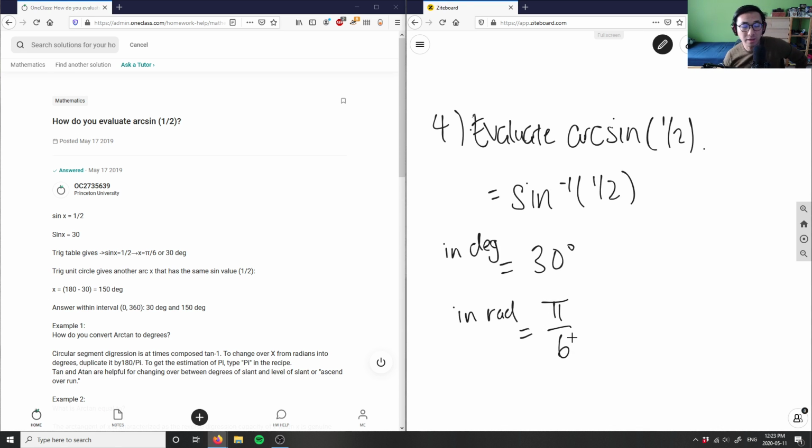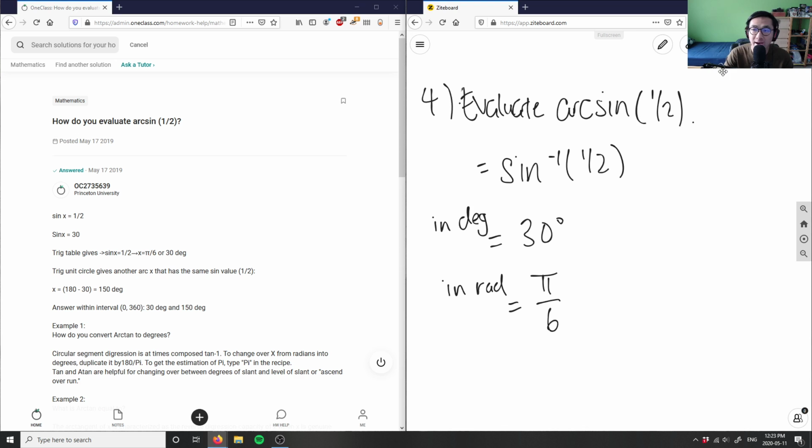So this here is the first solution to the arc sine of half. This is either 30 degrees, or you could say it's pi over 6. However, we also have to use CAST rule to figure out where the second solution is, because there could be two solutions when we're working with this.